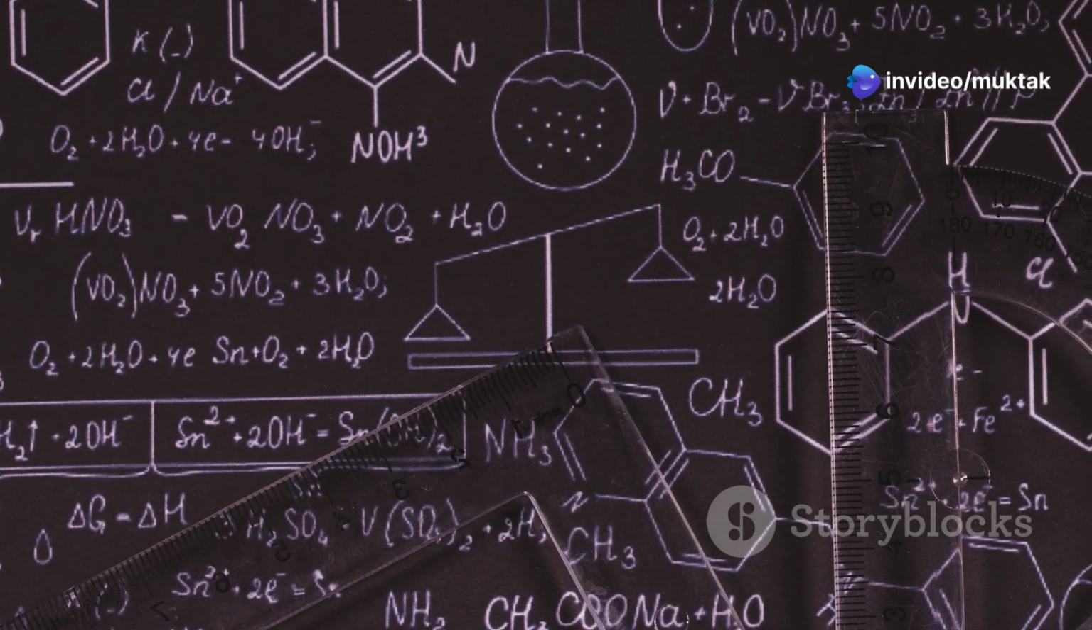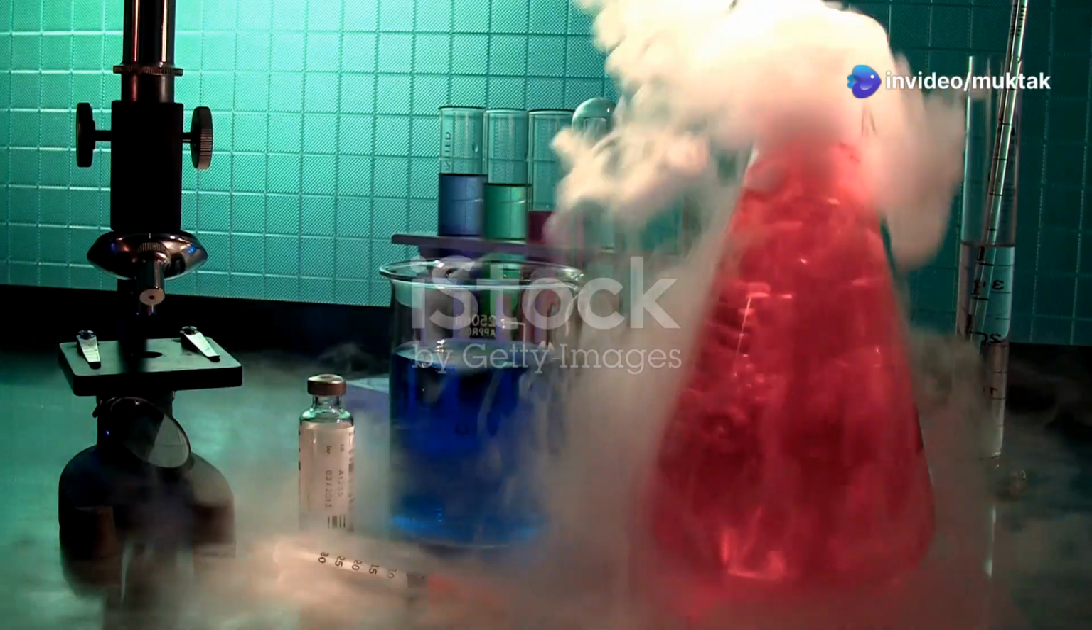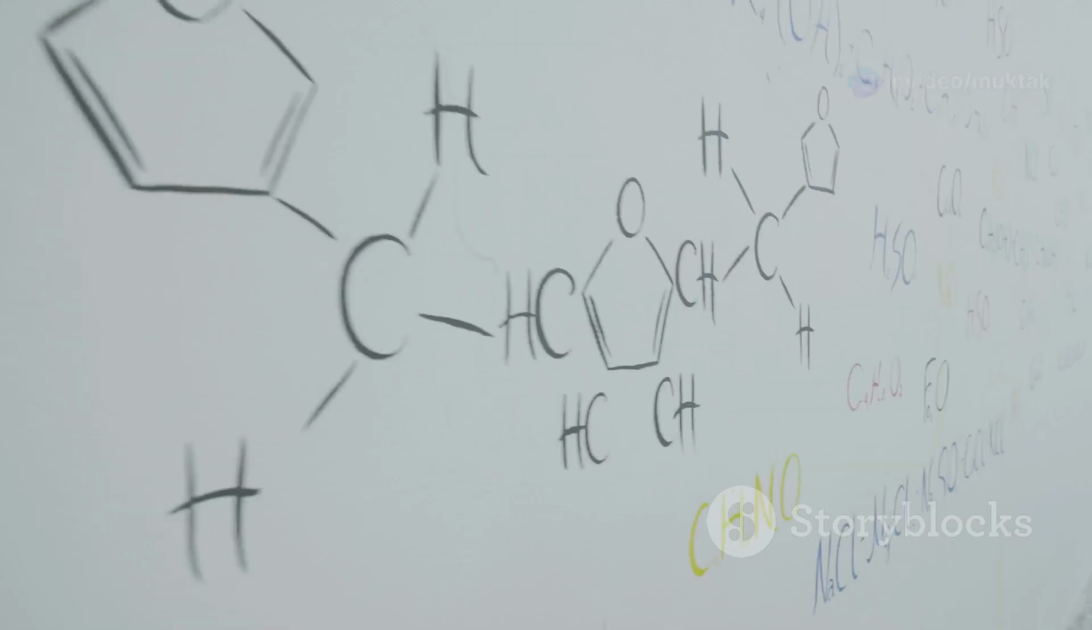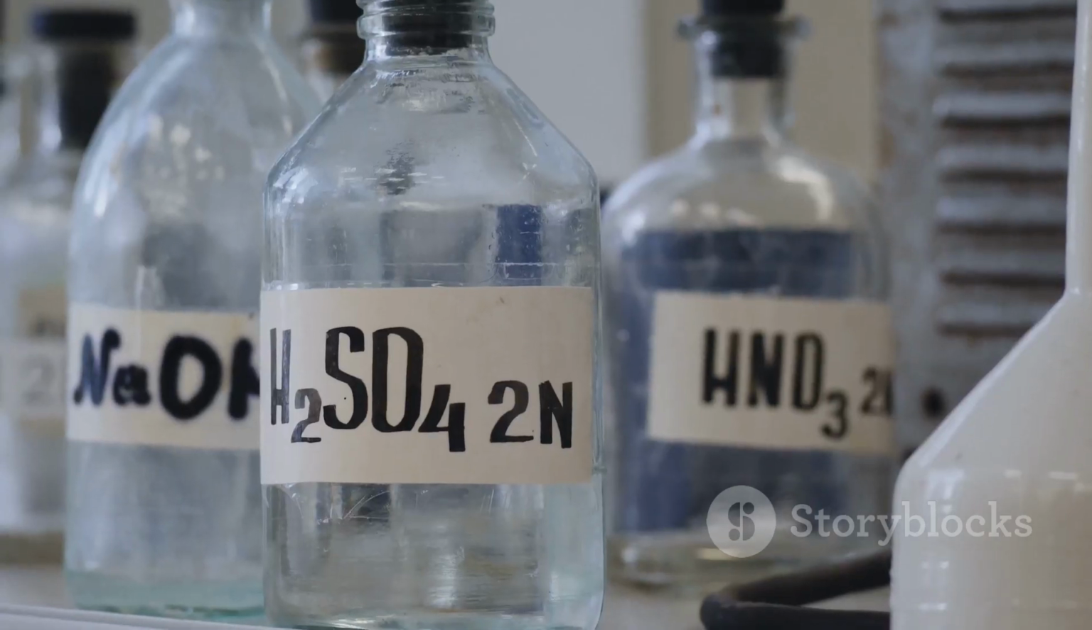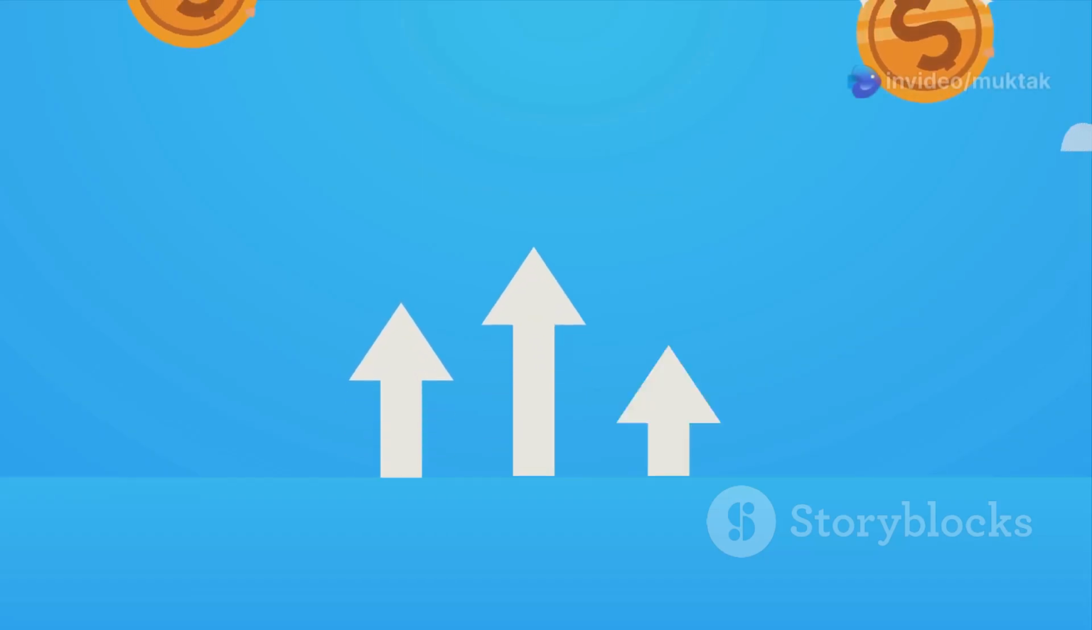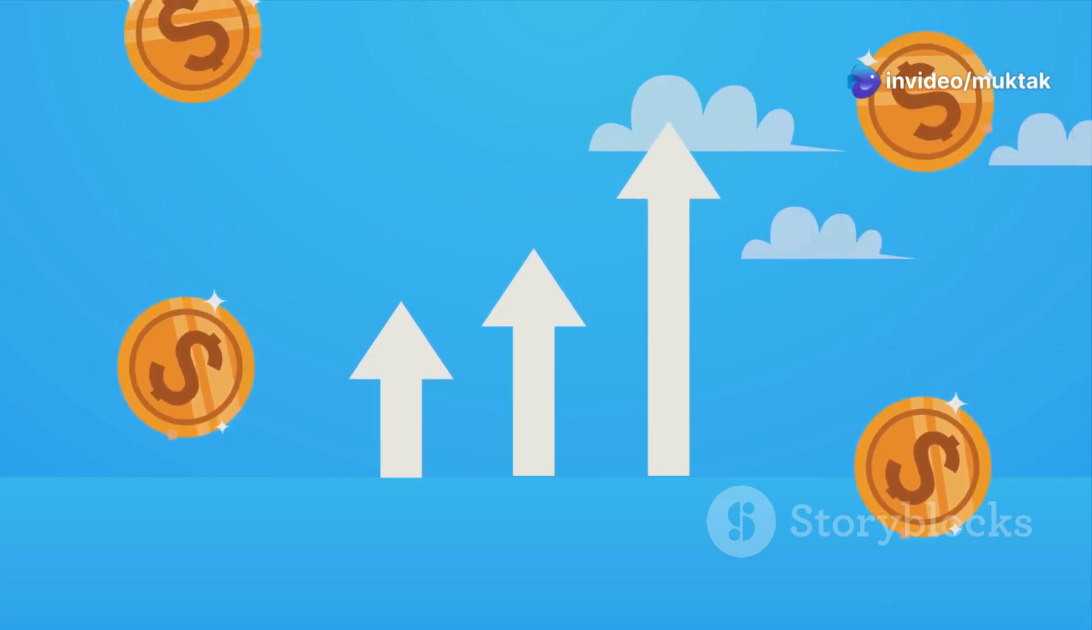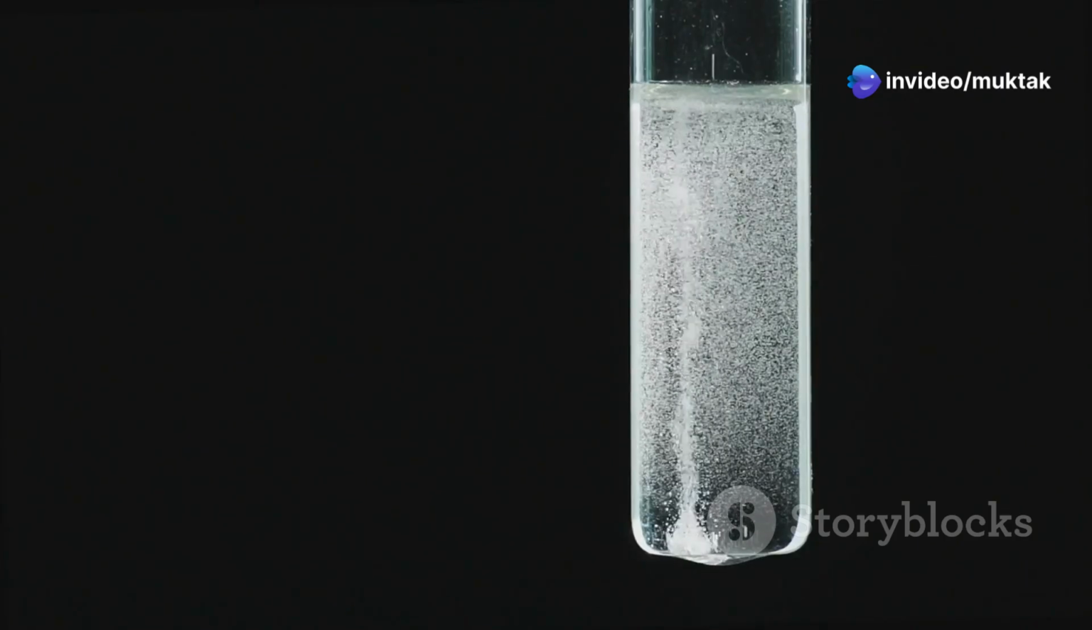Chemical equations are like the language of chemistry. They describe what happens during a chemical reaction. In a chemical equation, you will see the reactants on the left side. These are the starting substances. The arrow in the middle points to the products on the right side. These are the substances formed by the reaction.